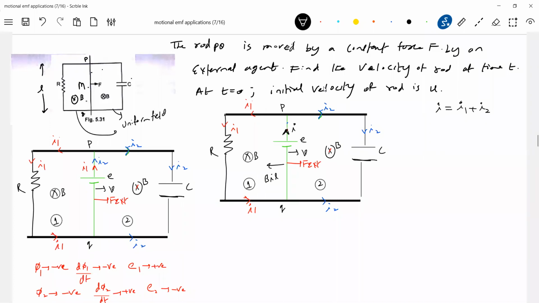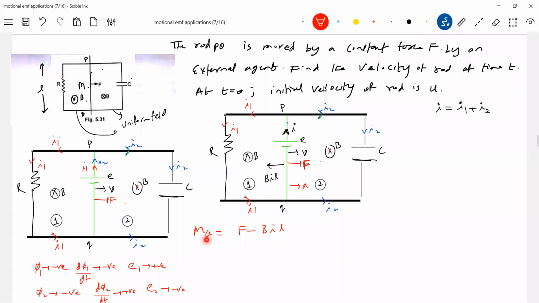Now, what is the question asked? Find the velocity of the rod at any time t. For that, what is the equation? MA is equal to the external force I should apply, and that is F, because the question gave F, the external force being applied. Directly, straight away, you can write acceleration of the rod: MA equal to F minus BIL. If you can get the current I, then we can solve it. Our equation will be like this.